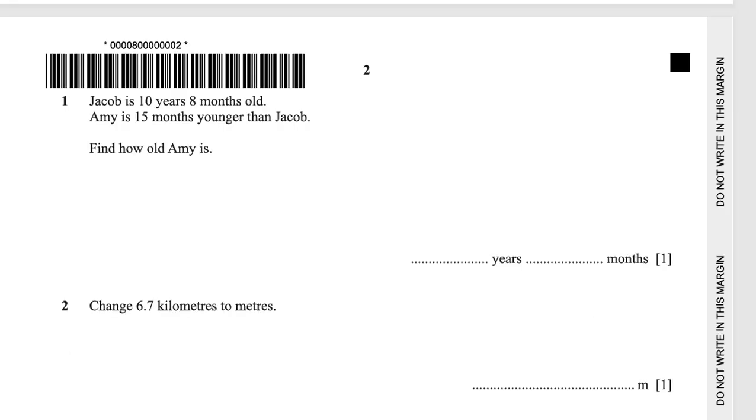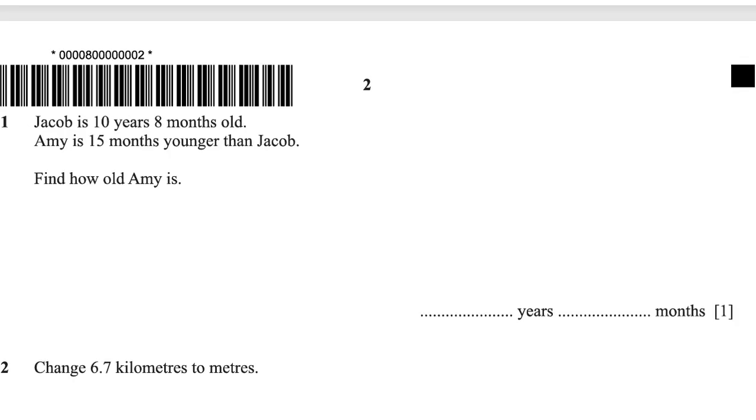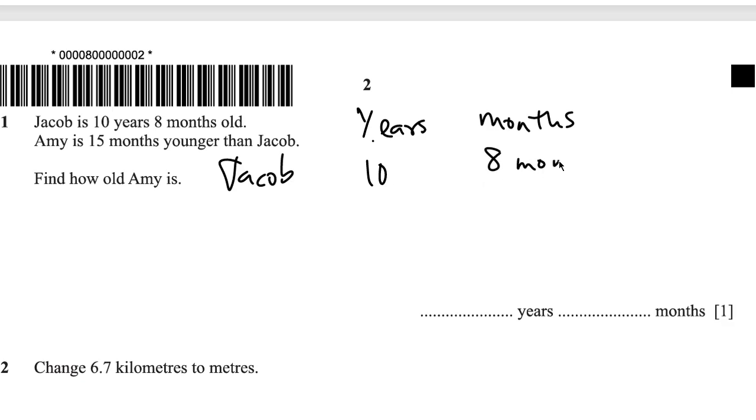Okay, first question says Jacob is 10 years 8 months old. Amy is 15 months younger than Jacob. Find how old Amy is. Right, so we could draw out something here, and then we have years, and then we have the months. So it says that Jacob is 10 years 8 months, while Amy is 15 months younger than Jacob. So we're asked to get the age of Amy. So that's simply subtracting 15 months from Jacob's age.